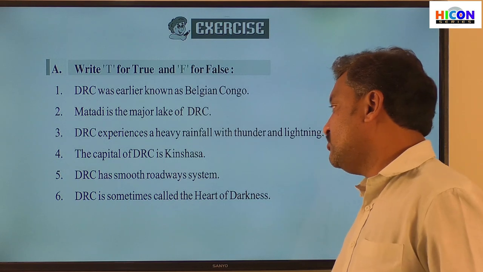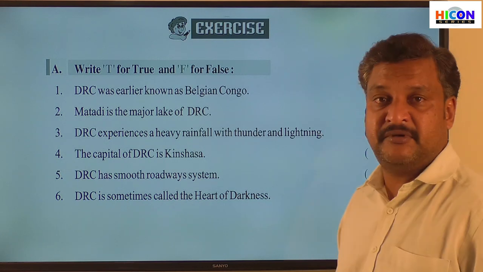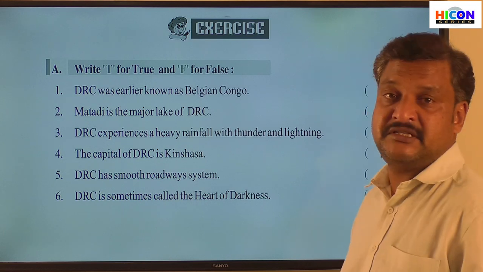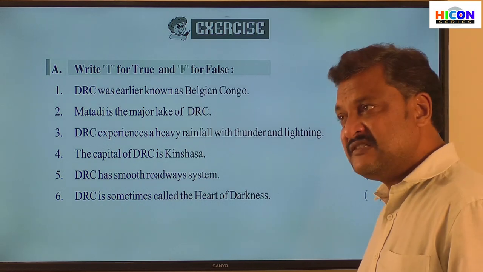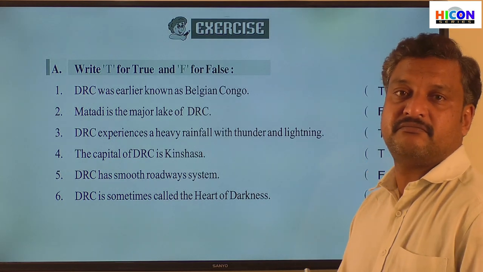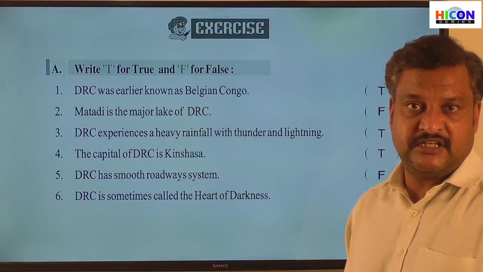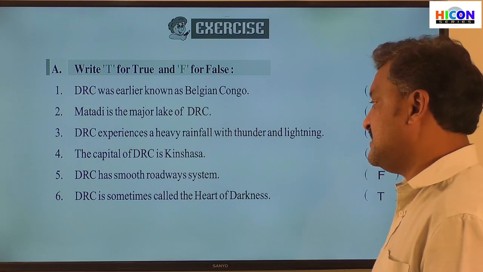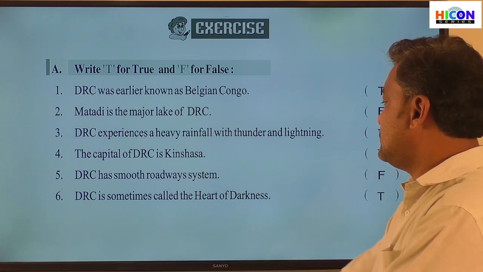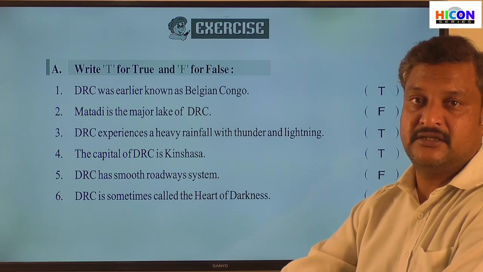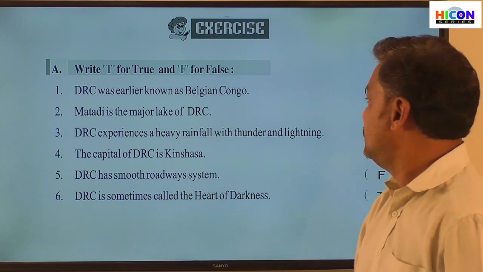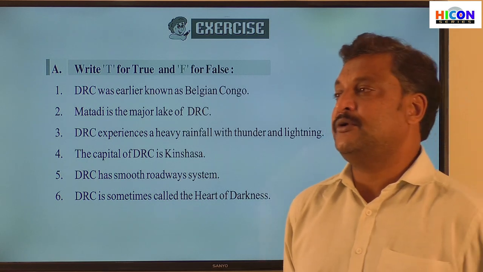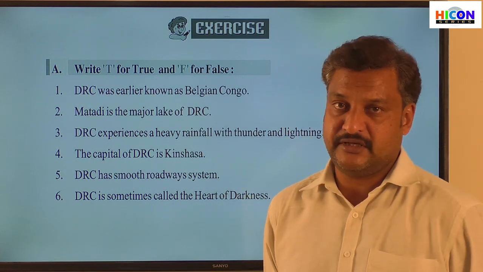DRC has a smooth roadway system is a false statement, because with a lot of rivers, canals, tributaries and all, and with a very sparse population, it's quite difficult. What they have is a well-established waterway system. DRC is sometimes called the heart of darkness, is again a true statement, right? So now I will keep the screen the same for another minute for you, so that you can read these sentences once again, right?